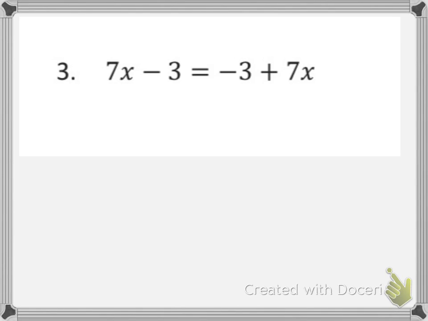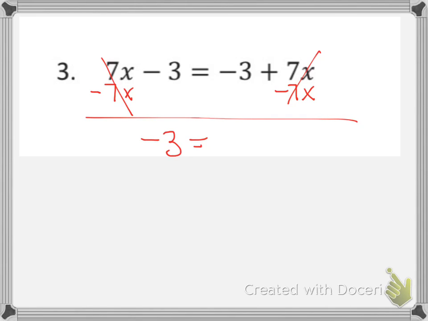Okay, so look, same thing's going to happen, right? We're going to take 7x away from here, and we're going to take 7x away from here. And those cancel. I get negative 3 equals, this 7x goes away, negative 3. Negative 3 equals negative 3 is absolutely true. It's always true. So what this means is there are infinitely many solutions. It doesn't matter what I put in for x. The two sides are going to be the same. They're equal.